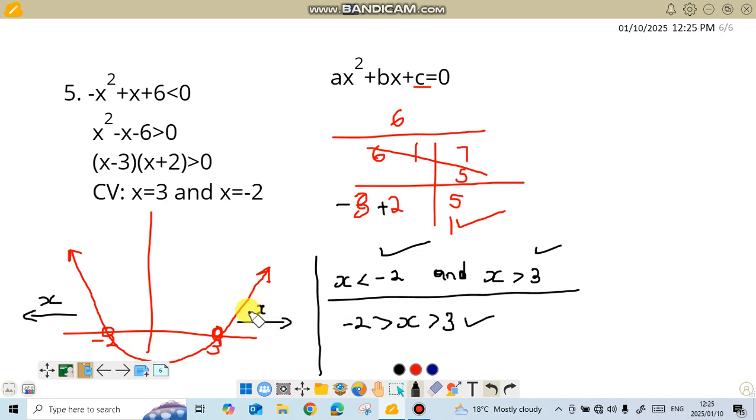Or you can use another value on this side, greater than 3, maybe 4. So 4 squared is 16, 16 minus 4 is 12, 12 minus 6 is 6. So it's also greater than 0. So correct. This is how you go about inequalities.